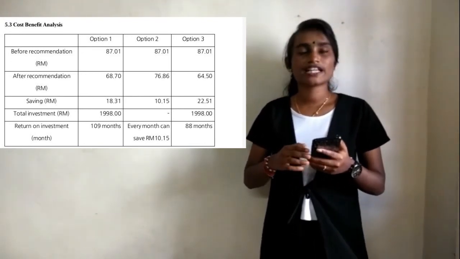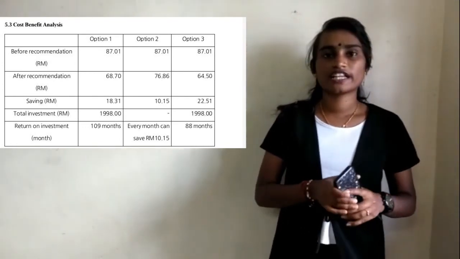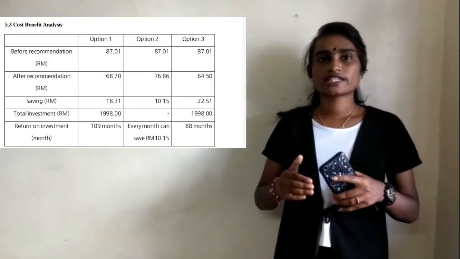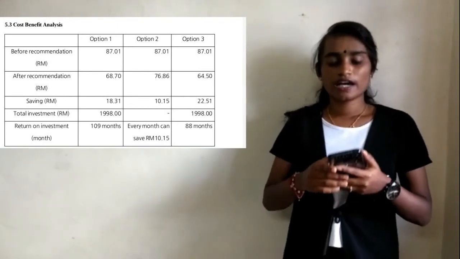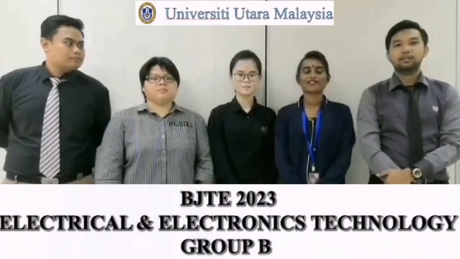So we can say that the better option is option 3, which is change the electronic gadget with reduce the usage time. From this recommendation, they can save 22 ringgit and the return of their investment can be obtained in 88 months.